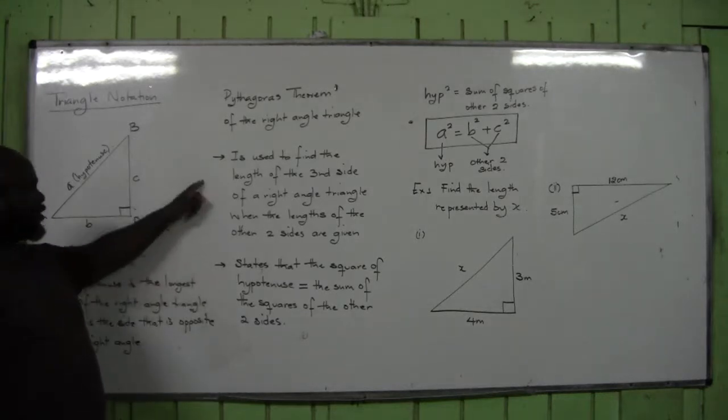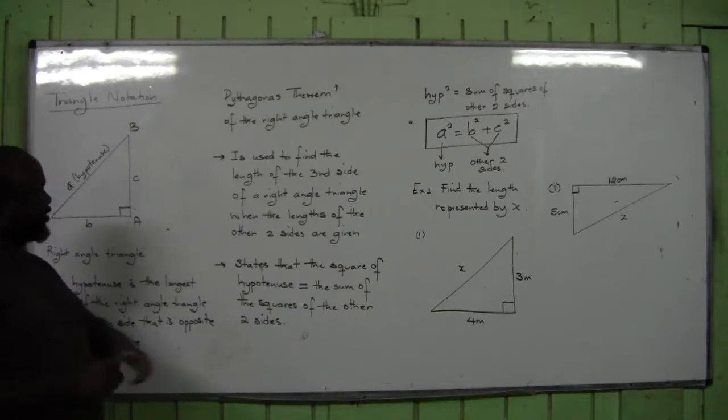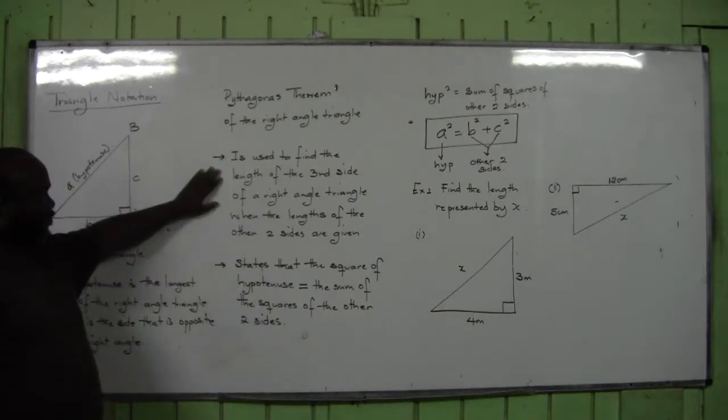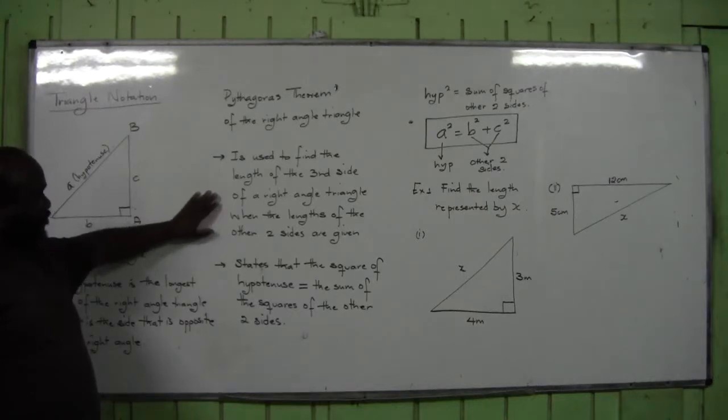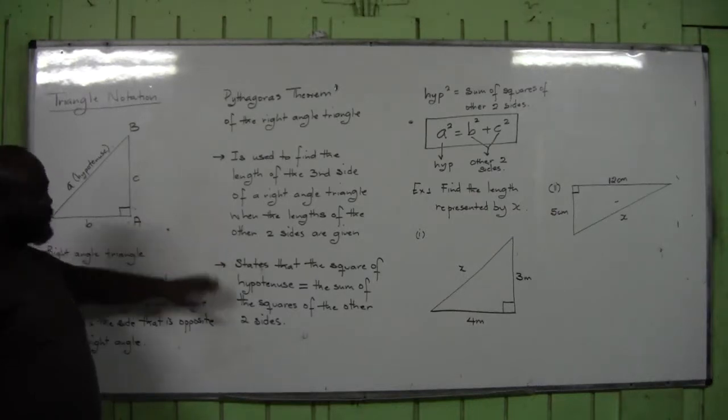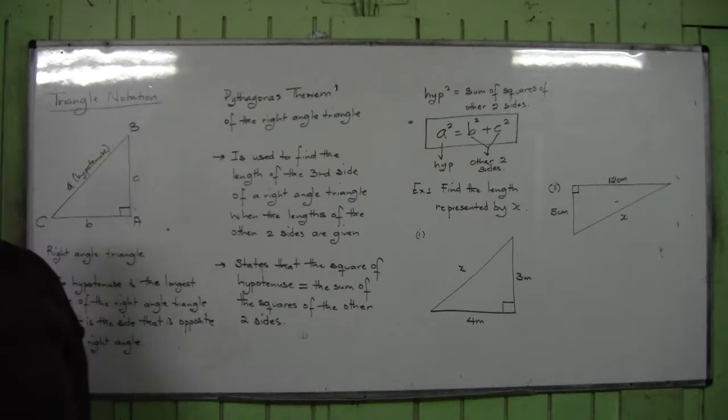What do we use Pythagoras Theorem for? To find the length of the third side of a right angle triangle when the lengths of the two sides are given. So if you know two sides of a right angle triangle and you wish to find the length of the third side, you must use Pythagoras Theorem.